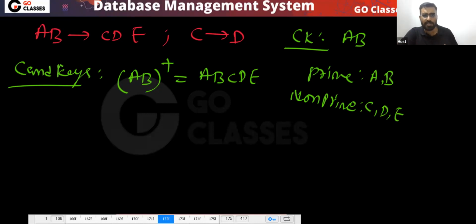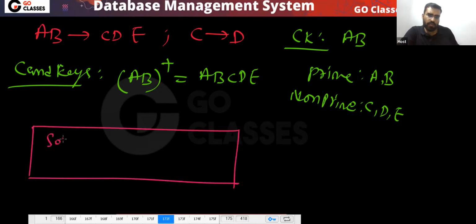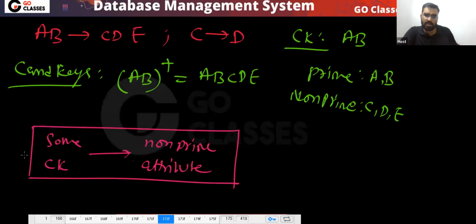Okay, now you see. Can you create this type of partial dependency? Do we have this type of partial dependency, with some part of a candidate key on the left and a non-prime attribute on the right?